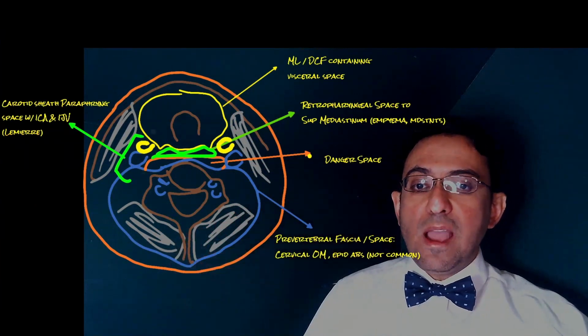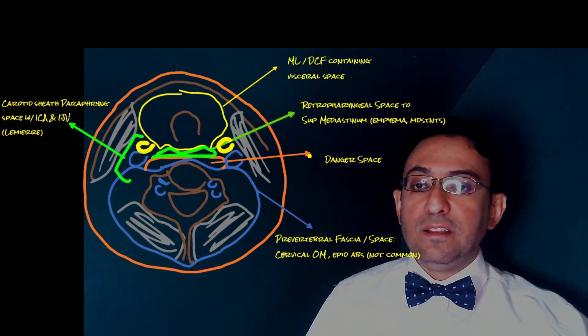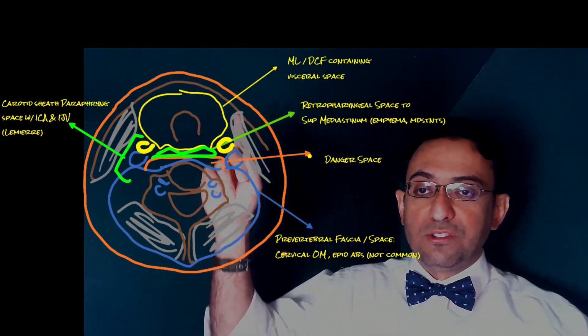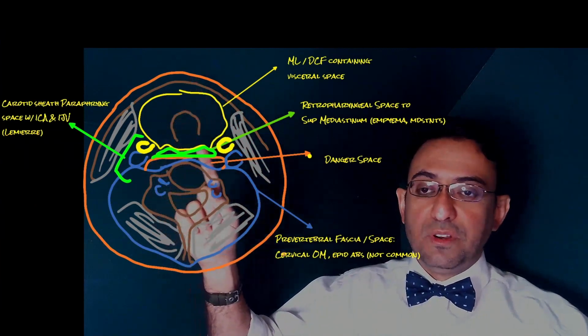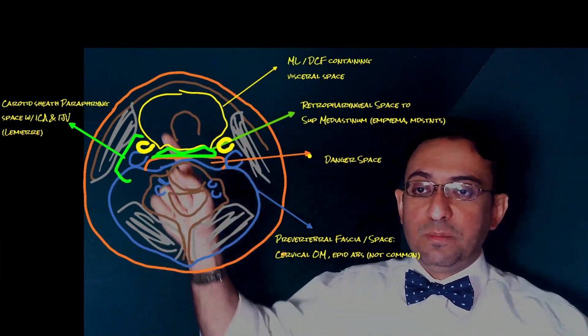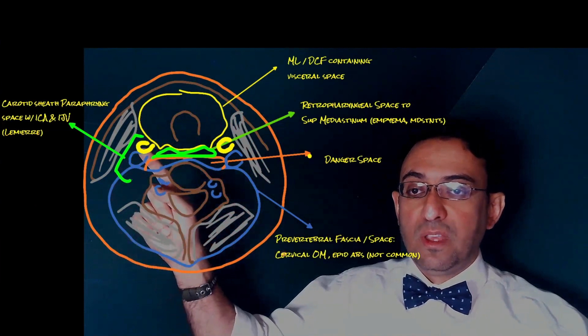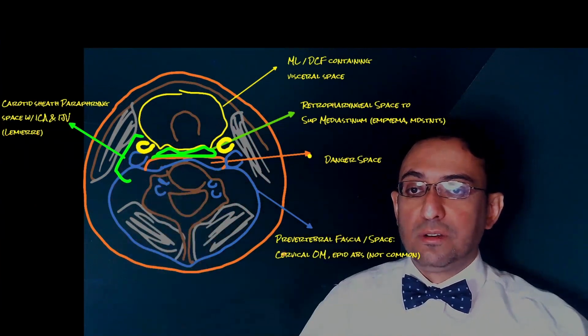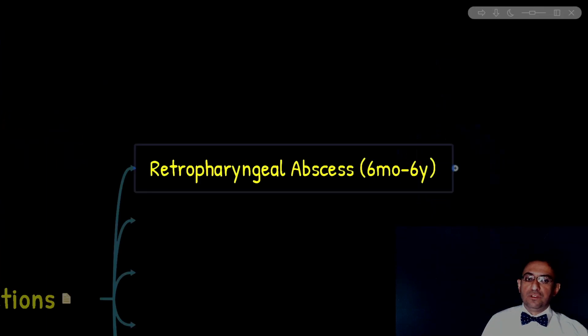So if you have a good understanding of this pretty simple diagram, we are ready to go and start our discussion. Again, anterior is here. We have the retropharyngeal space with the danger space. We have this prevertebral space, and we have the lateral pharyngeal space or parapharyngeal space with carotid and internal jugular vein. That's all. With that background, we turn our attention to discussion of individual neck infections, beginning with retropharyngeal abscess.